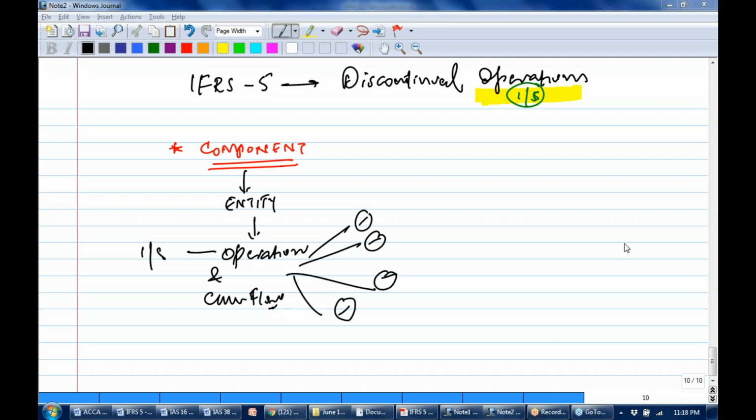Number two, it may be possible that, listen carefully, this next statement is very important. Component number one is already sold or classified as held for sale. Classified as held for sale.